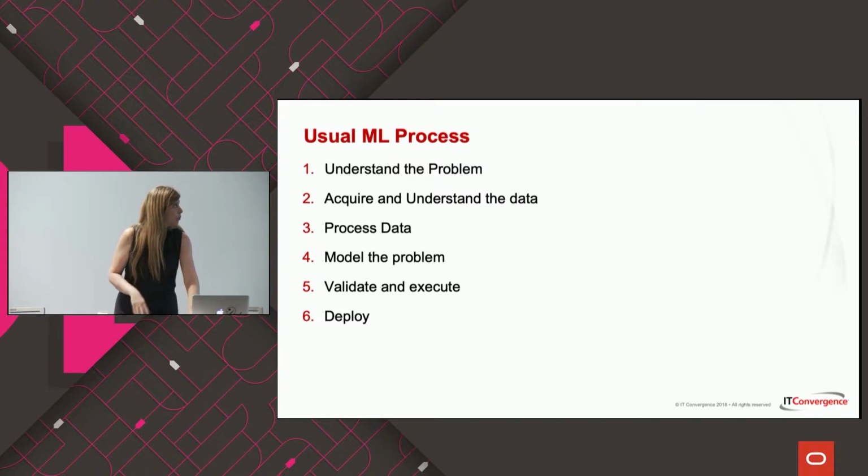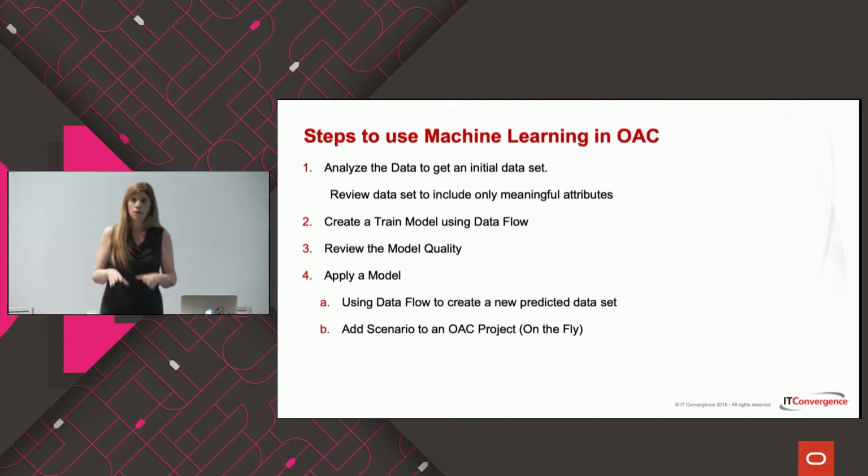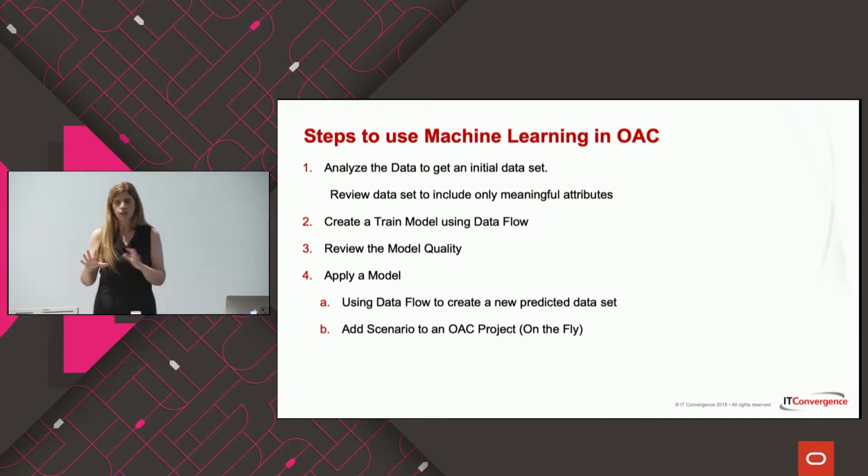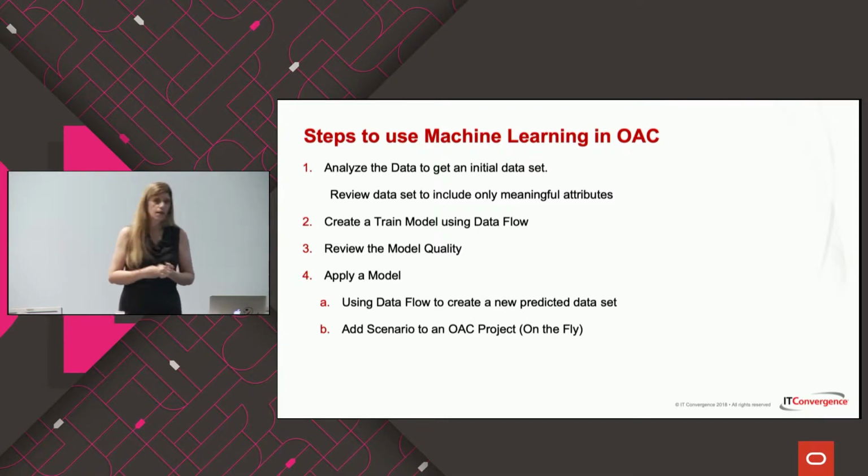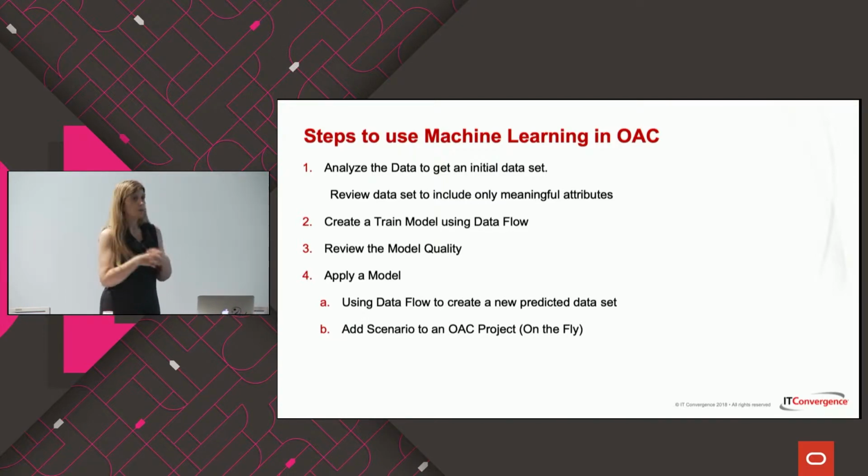With OAC, what we're going to do is, first of all, take data sets and analyze the data, not starting from scratch, but using some machine learning features that OAC has natively. Analyze the data, review the data to see and include only meaningful attributes. The second point will be to create a trained model using something in the data flow. Reviewing the model quality is the third point, which is optional, obviously. And 4, apply a model.